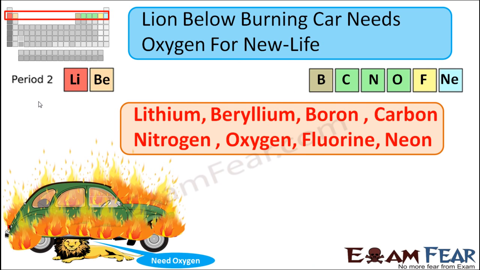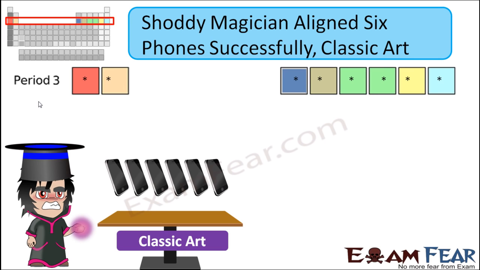So finally our memory tip for elements in period 2 would be lion below burning car needs oxygen for new life. Now, if you just remember this picture, that's enough. So, remembering the picture, you will be able to remember the memory tip. And once you remember the memory tip, you very easily remember the name of the elements. Let's move on to period 3.